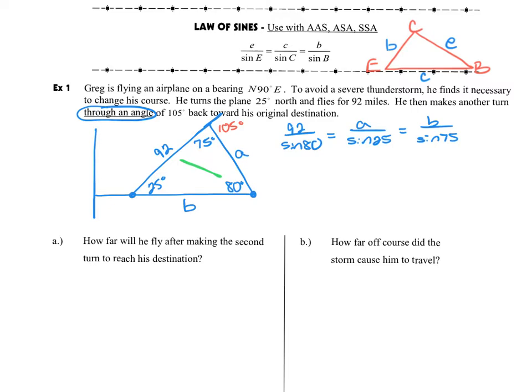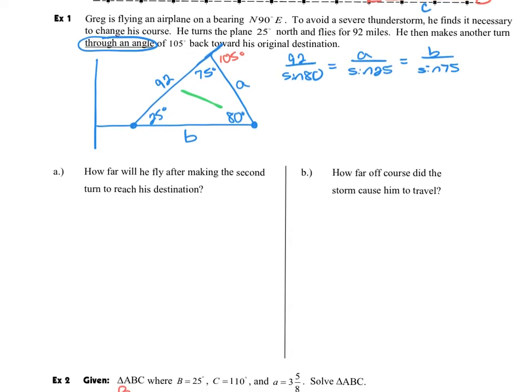So our first question asks how far will he fly after making the second turn? That means we want to find A. Now, sometimes I'll just do my work from the three ratios right there, but especially as we're learning, it doesn't necessarily hurt to rewrite the two ratios that we want to use to help you see how this algebra is going to work. So we're going to have our 92 over the sine of 80, and that's going to equal our side A, because that's what we want, over the sine of 25.